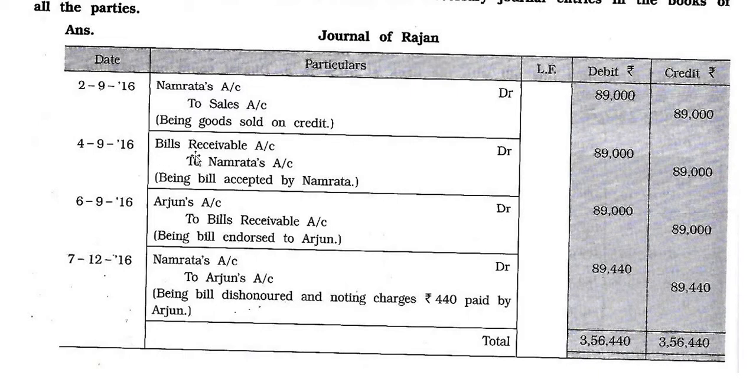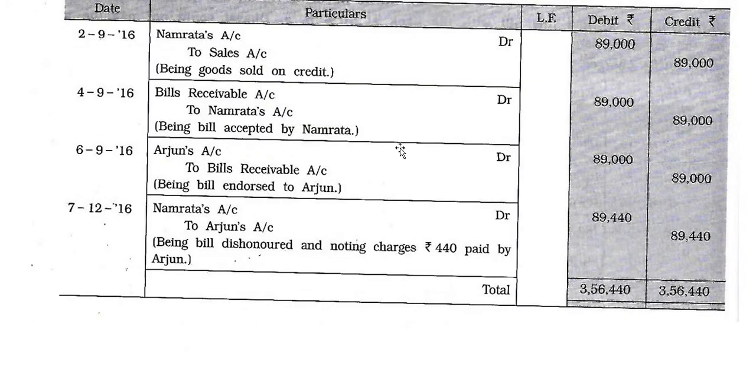4/9/2016, bills receivable account debit to Namrata's account. Bill receivable drawn by Rajan and bill accepted by Namrata. So here bills receivable account debit to Namrata's account. Arjun's account debit 89,000 to bills receivable account 89,000. Being bill endorsed to Arjun. Here Rajan endorsed the bill to Arjun.